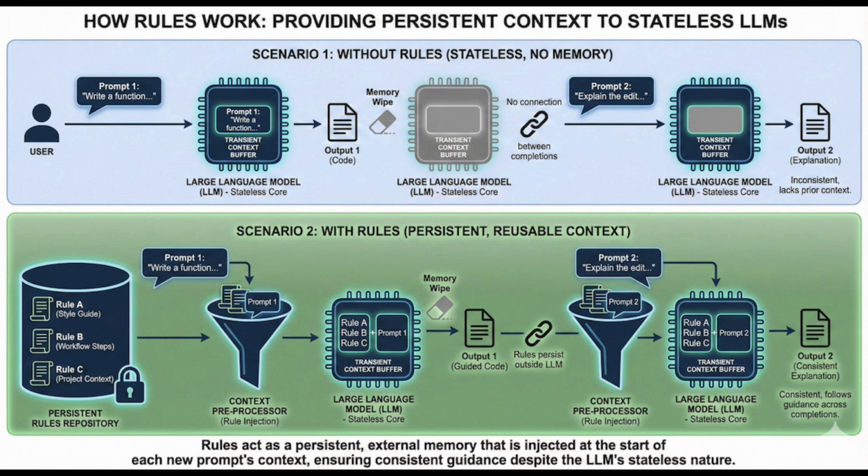Today, I'm going to walk you through this diagram step by step to show you exactly how rules solve the AI memory problem. We will see how we can turn that forgetful goldfish into a consistent, reliable partner by injecting persistent, reusable context into every prompt.